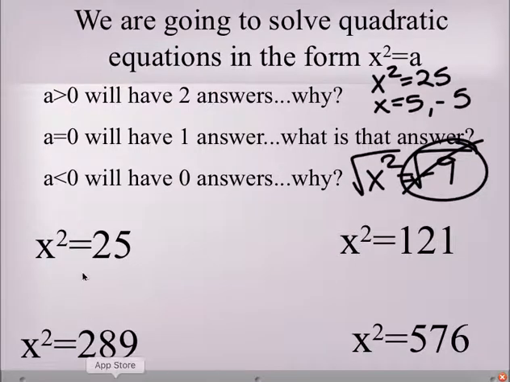So here are a few examples. X squared equals 25. Well, we would say that's 5 and negative 5. X squared equals 121. We take the square root of each side, and we say that that's 11 and negative 11. X squared equals 289. That's 17 and negative 17. X squared equals 576. Take the square root, and we get 24 and negative 24.